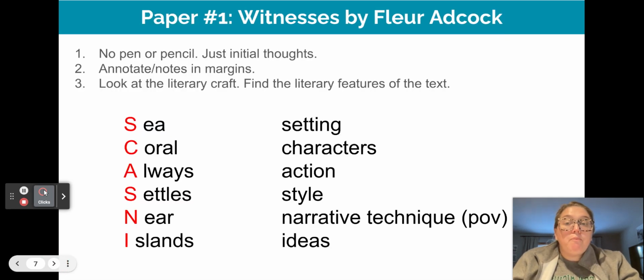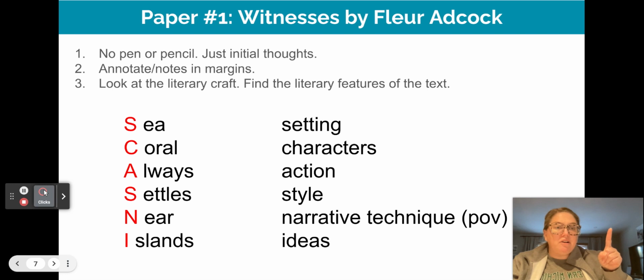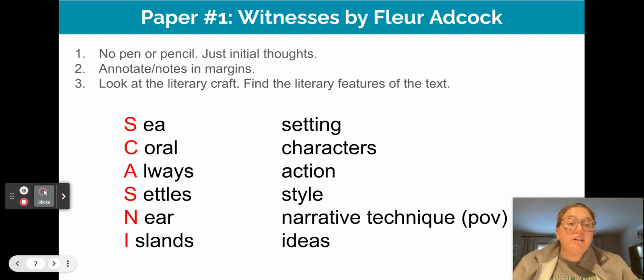Okay, so Paper One, Witnesses by Fleur Adcock. You're going to read it three times, just like I taught you. No pen or pencil, just initial thoughts. Second time, annotate the poem, put your notes in the margins. Third time through, look at literary craft. If you want to go through and actually color code it, you know where the highlighters are, and you are able to do so. Don't forget SCASNI. Those are the things that you're looking for: setting, characters, action, style, narrative technique, and ideas. Okay.